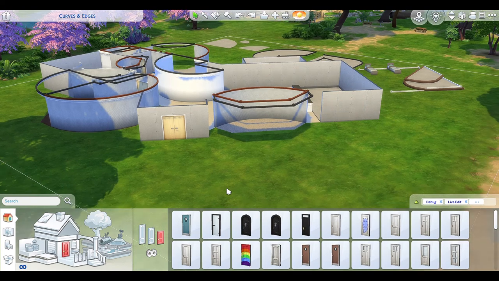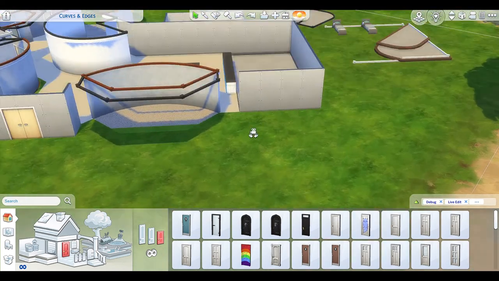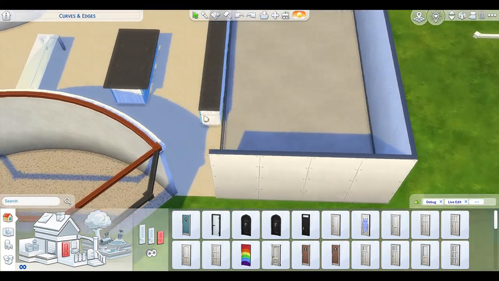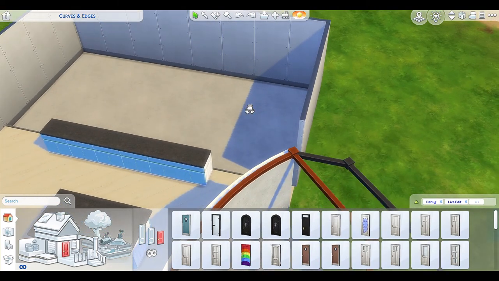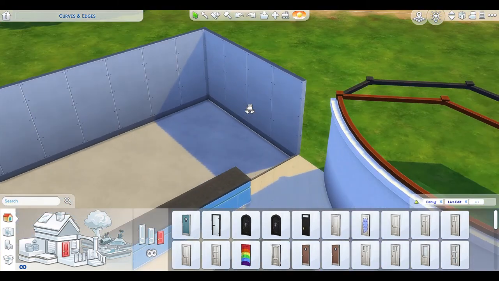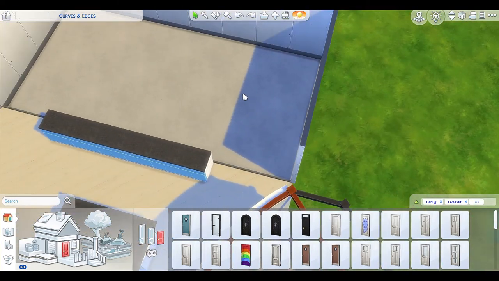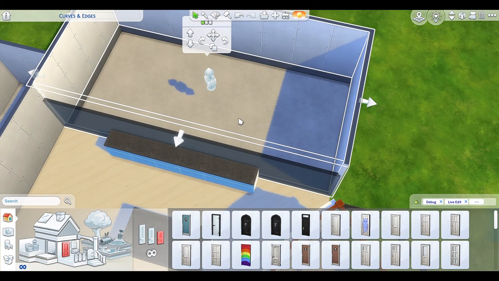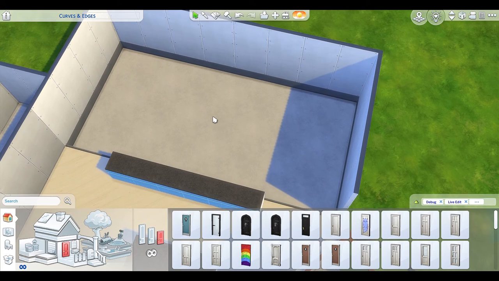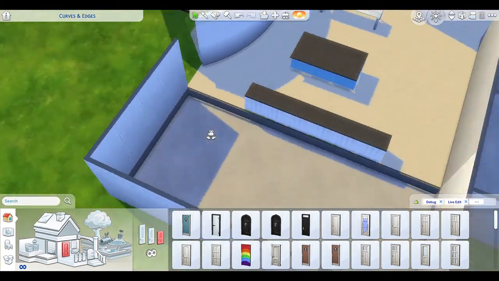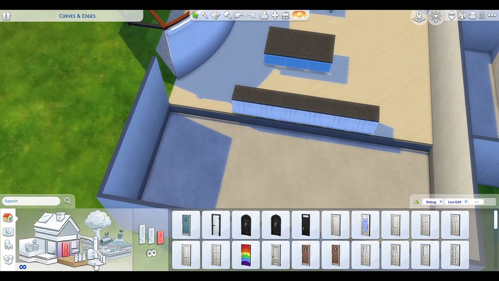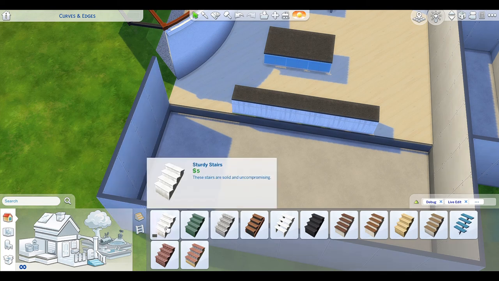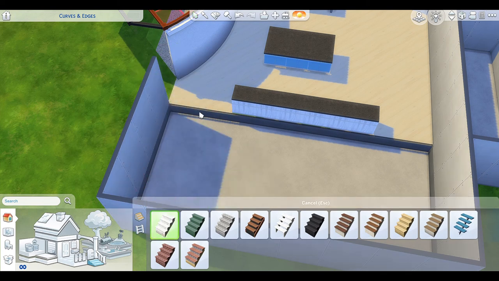Alright. Well, we'll see. So let's deal with this situation. We already did this. Do I want to make it even lower? Okay. We can have some stairs going on. No, we cannot.